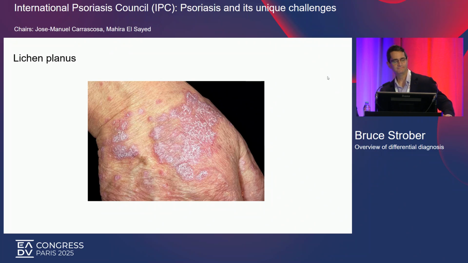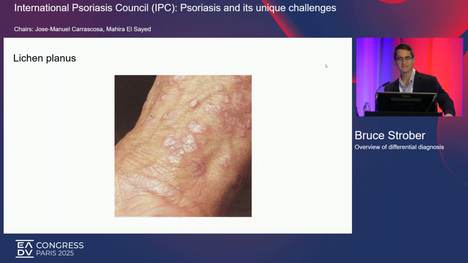Lichen planus, generally a more distinct morphology in my opinion. To a trained eye, lichen planus should not be mistaken for psoriasis. It has very specific types of color, morphology, scale is a little different, distribution, highly pruritic. This is lichen planus.